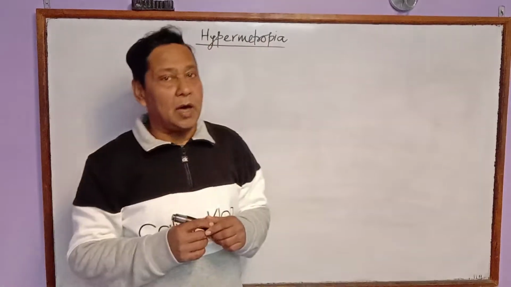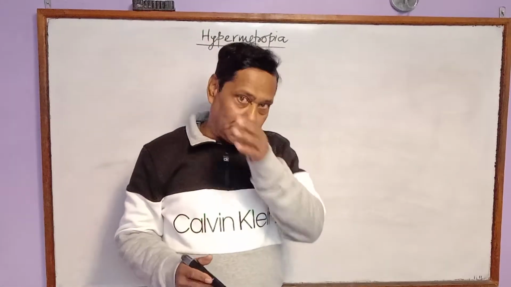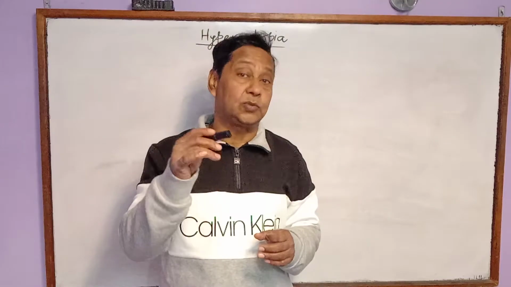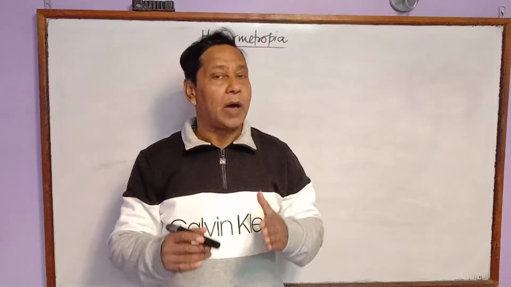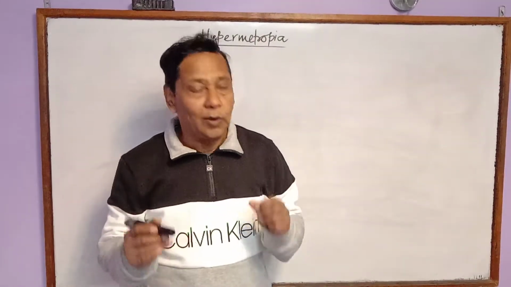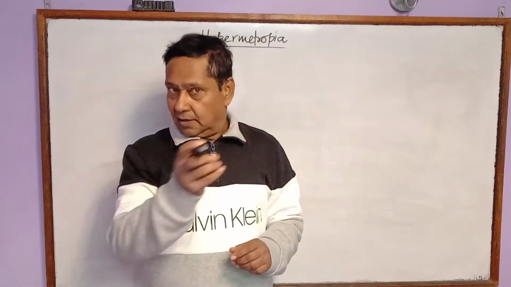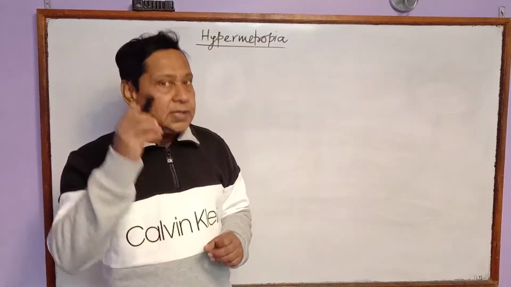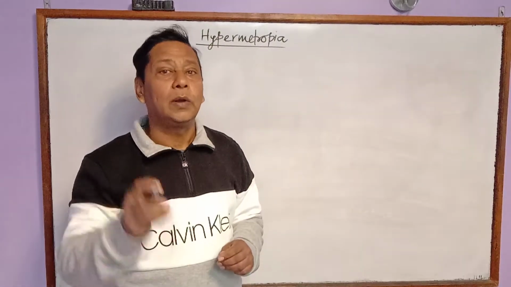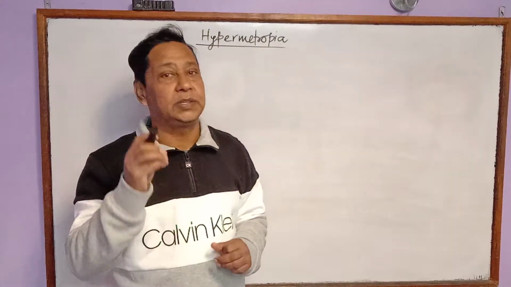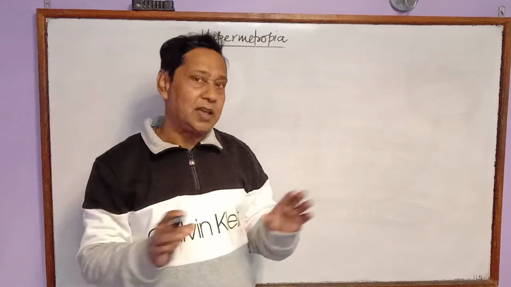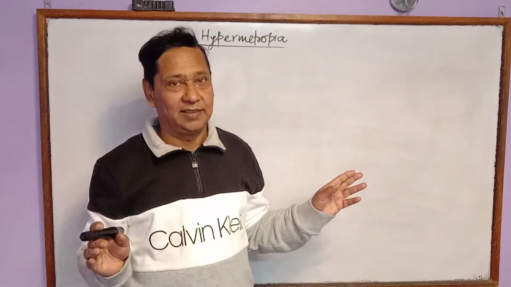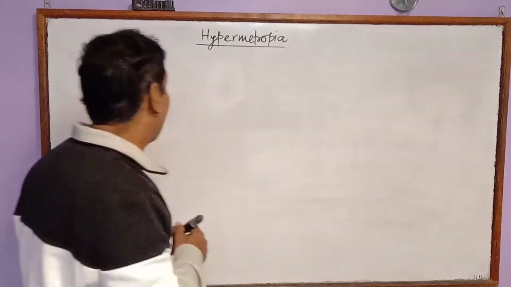Today I am talking about an eye defect called hypermetropia. In the previous class I told you about myopia, now hypermetropia, which is also called long-sightedness. Look at the name, long-sightedness. What does it mean? This is an eye defect in which only distant objects can be seen clearly, but near objects cannot be seen clearly. This is the definition of hypermetropia.